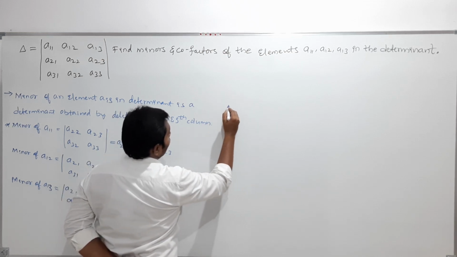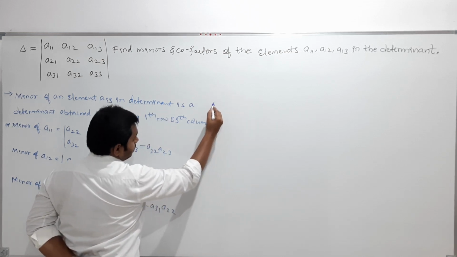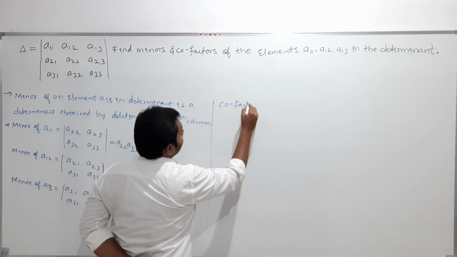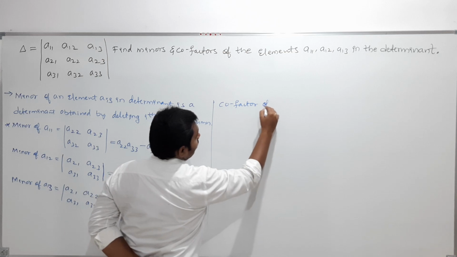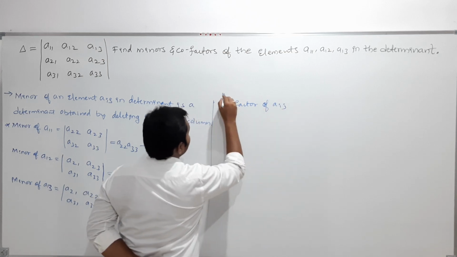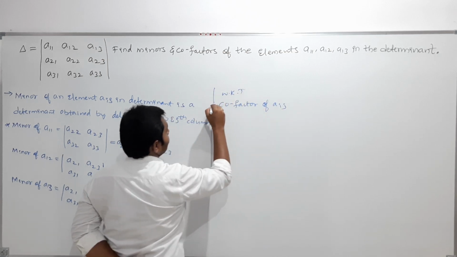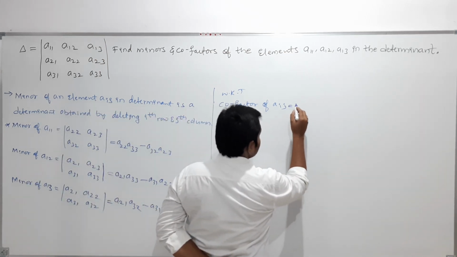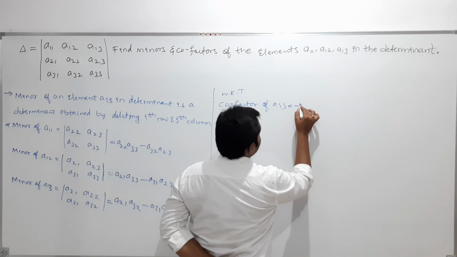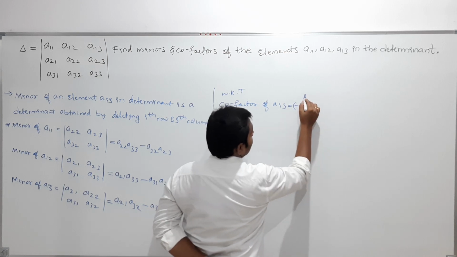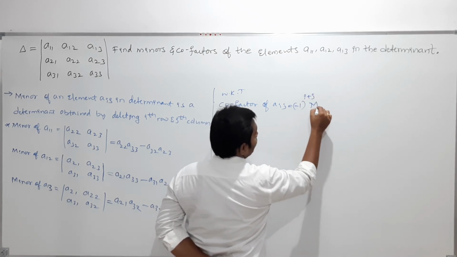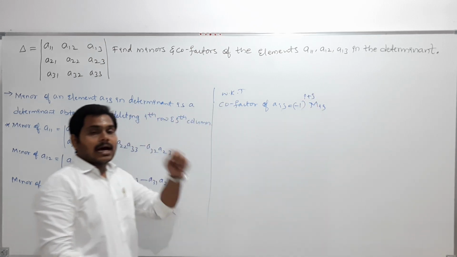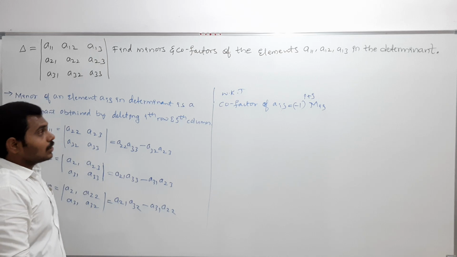So, the cofactor of Aij, we know that. How to find the cofactor of Aij? The cofactor of Aij is equal to minus 1 whole to the power i plus j into Mij, the minor of Aij. Minus 1 whole to the power i plus j. This is the formula to find the cofactor.